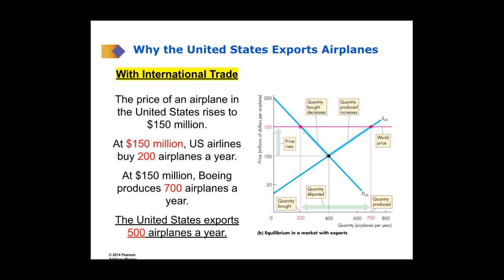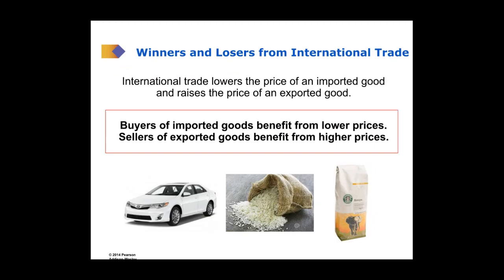500 of those planes are exported into the world market, and 200 of the planes are sold within the United States. So these people here are willing to pay the higher price, the 150 million for the planes, but it's certainly a smaller number going within the United States. There's a larger number being sold overall, but a smaller number being sold within the United States. So we can see that there are winners and losers in international trade, meaning some people benefit and some people do not benefit.